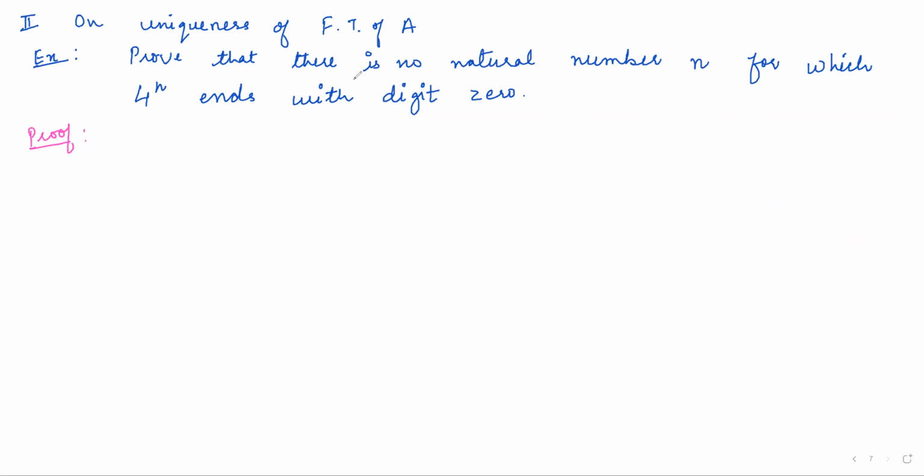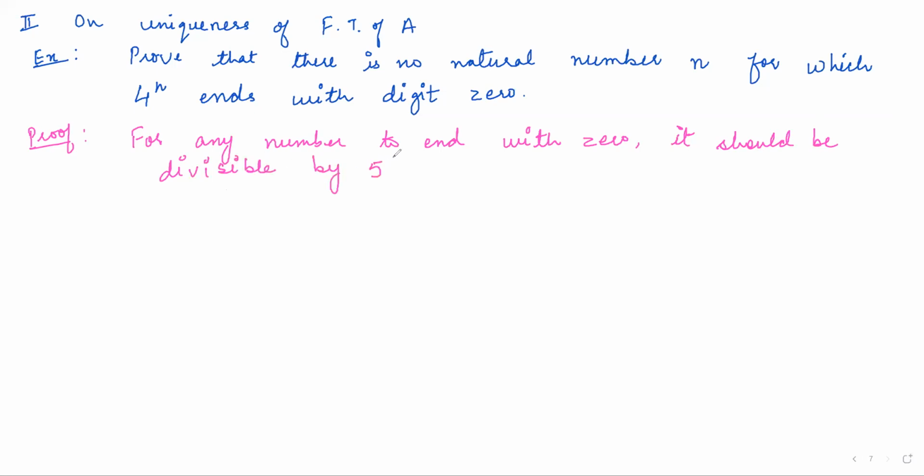So here we will use the uniqueness of the fundamental theorem of arithmetic. How? For any number to end with 0, it should be divisible by 5, or we can say 5 is one of the factors. Is this understood? For example, I take a number 20. I know that 20 is divisible by 5 because it has a 0 in the end, isn't it? And that you can check also.